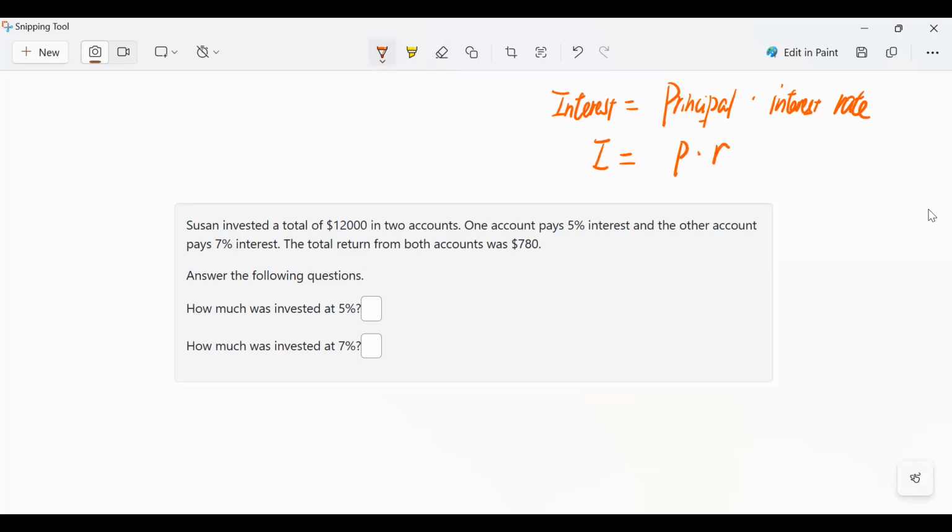Now Susan has $12,000. That's the total amount of money she has, and she's going to put some money in the 5% account and some money in the 7% account. You probably wonder why she splits the money into two accounts instead of just using the 7% account. Anybody have a suggestion about this? Why not just put everything in the 7% account? You're getting more money. Why is that?